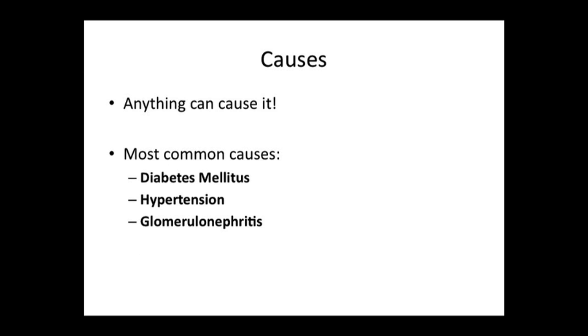So, causes. Almost anything that I spoke about as causing acute renal failure can, if it goes on for long enough, cause chronic renal failure. If you want to learn 3 common causes, then I suggest these 3: diabetes mellitus, uncontrolled diabetes mellitus, hypertension, and glomerulonephritis. And remember, there are hundreds of glomerulonephritis conditions.